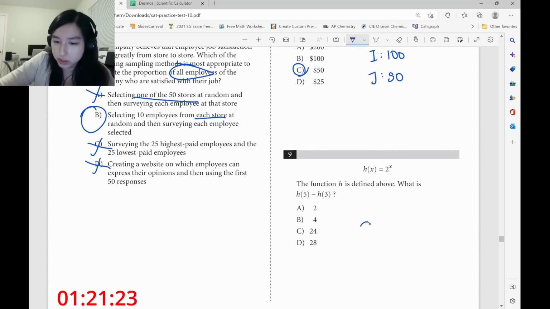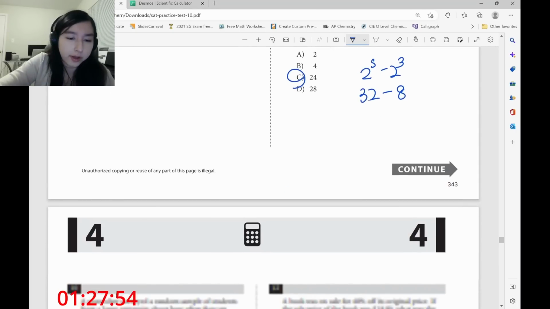h5 minus h3, 2 to the power of 5 minus 2 to the power of 3. 32 minus 8. It's going to be 24.